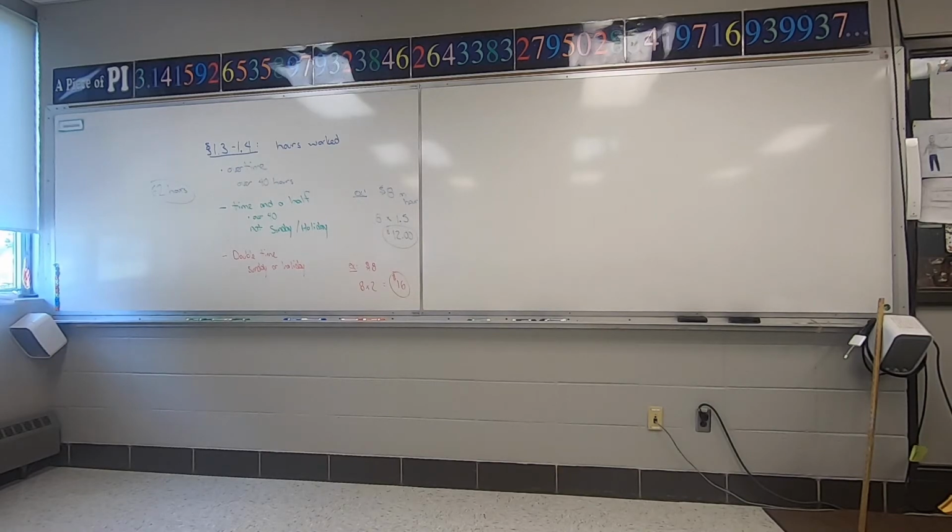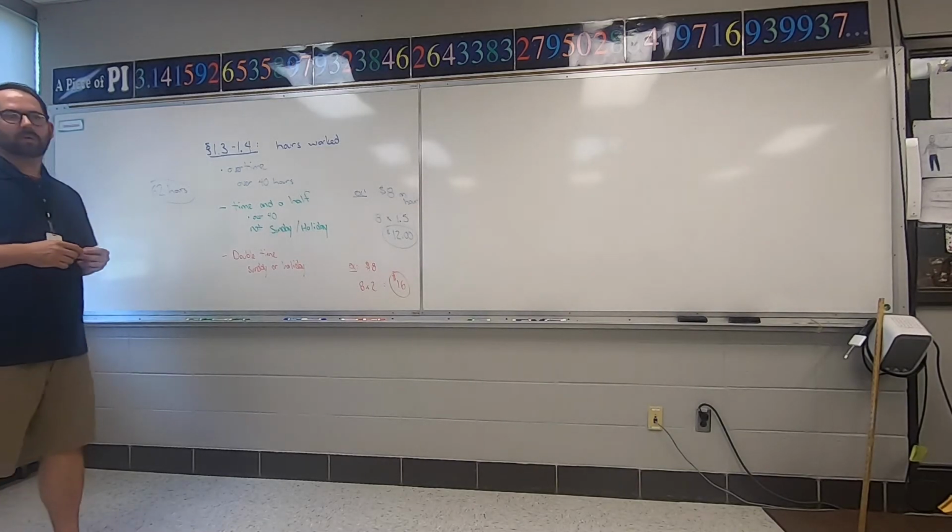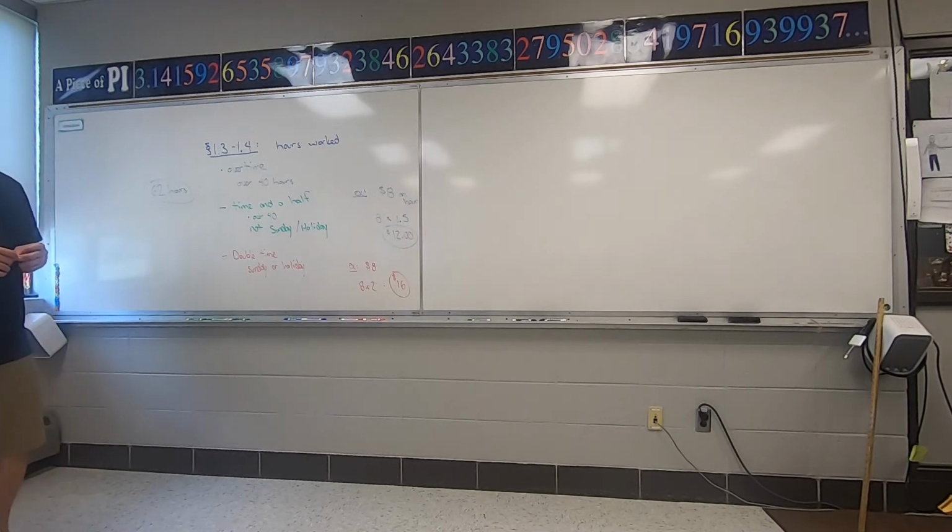Okay. Anyone want to volunteer their answer? What do we get? For time and a half, I got 424. For double, I got 492. Okay, all right. Anyone else? I got different numbers. I got a different number than that.